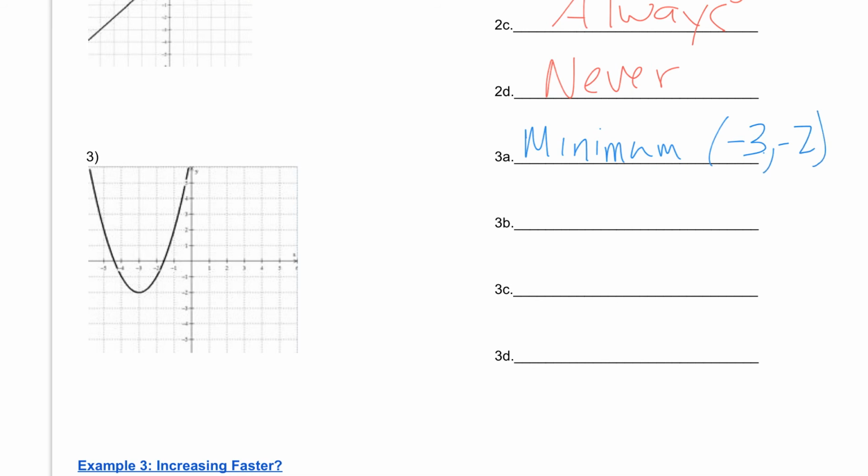In part B, it's asking increasing, decreasing, or both. And we said from here it's decreasing and here it's increasing. So this would be both.